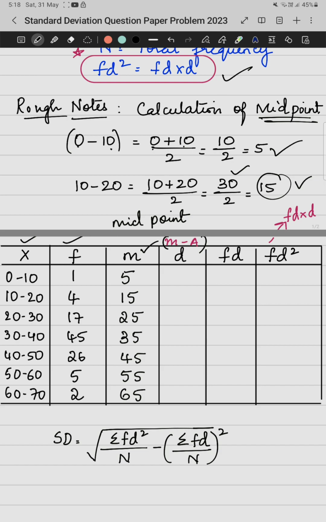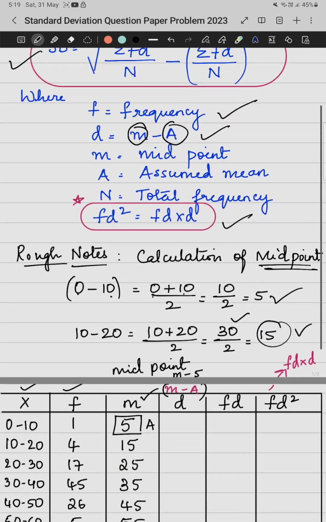Now to make it easy and to avoid negative signs, I will select the first value as a. I'm selecting 5 as a to make it easy. You can select any value. Now I selected 5, so a is 5. So I'm writing 5 here. It is m minus 5. That means whatever is there near m, I'll subtract 5 from it because my assumed value is 5.